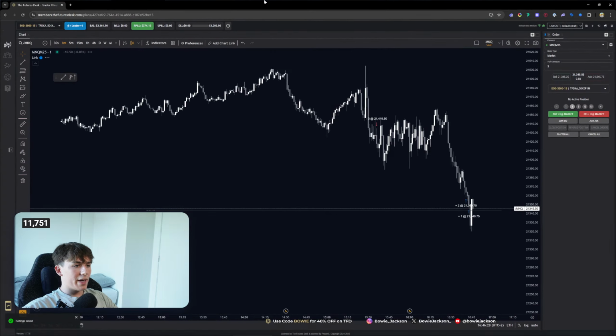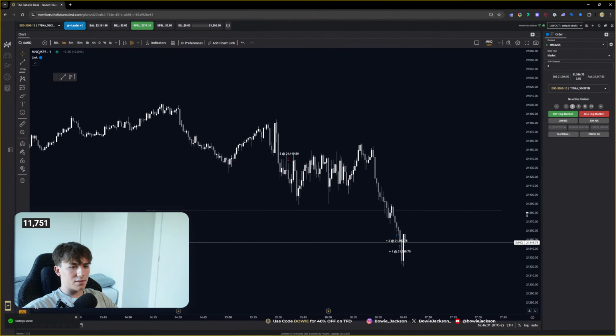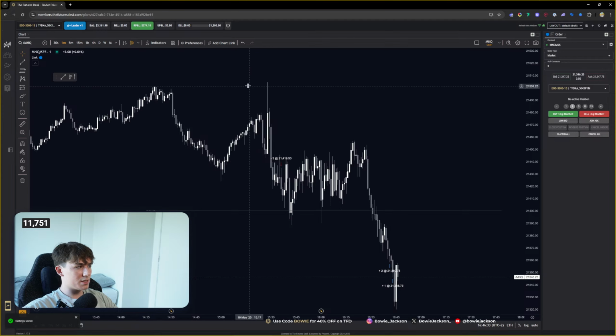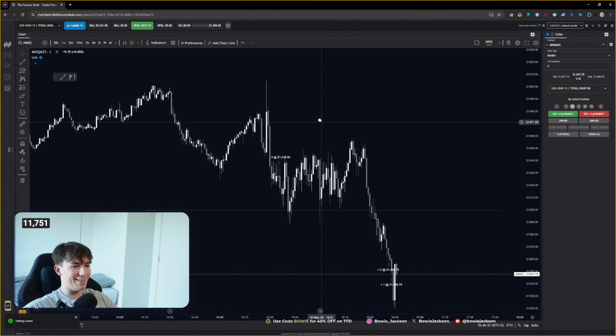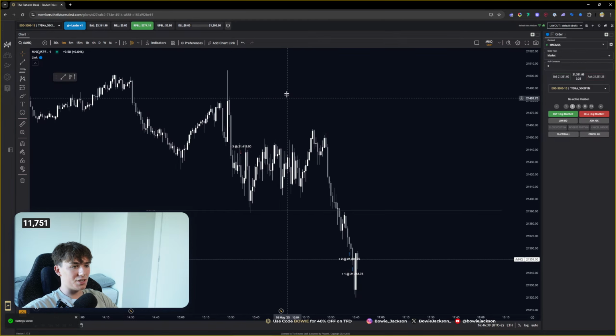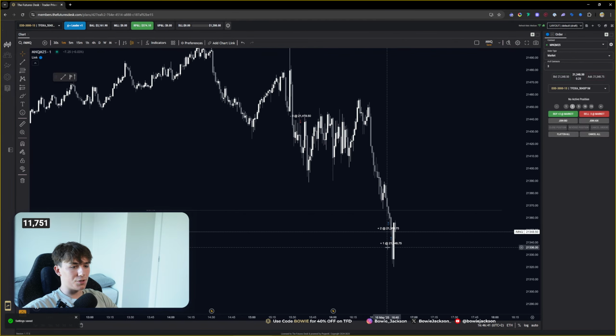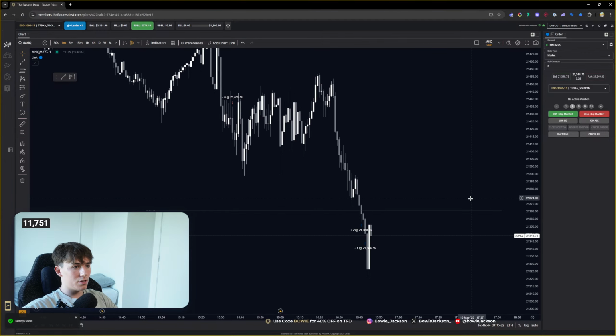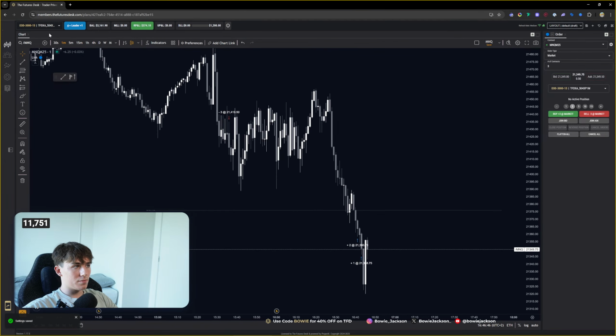So if you want to see my execution, this is it. I took a short after this 90 minutes. A lot of chop. Nothing happened, but stop remains here. And then take it out right here at first TP and then second right here. So nice. As you can see, I'm doing this on 2 accounts, so that's a win as well.